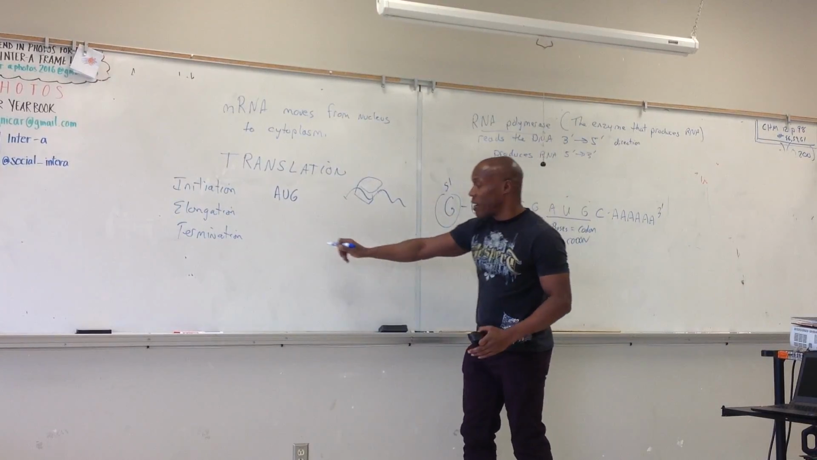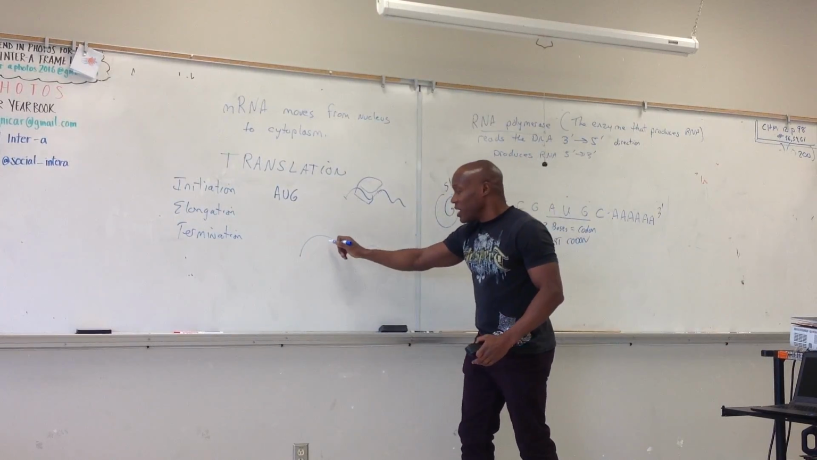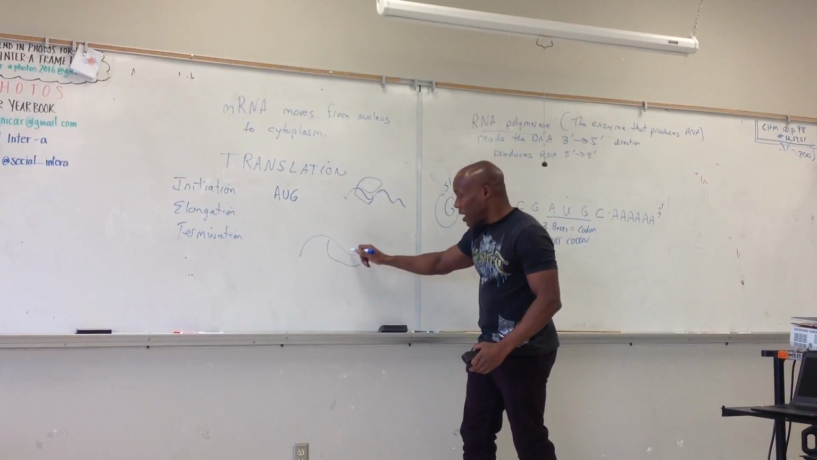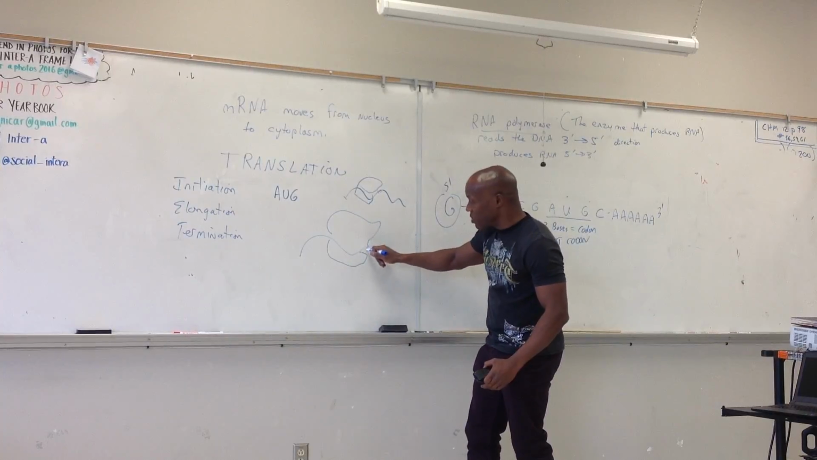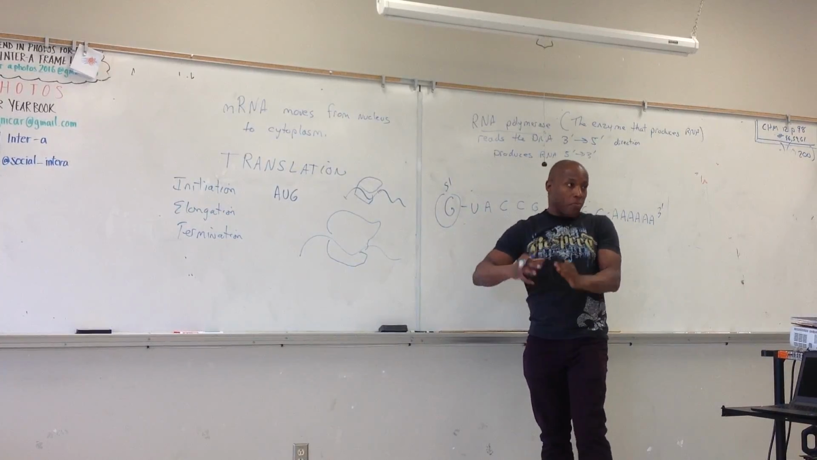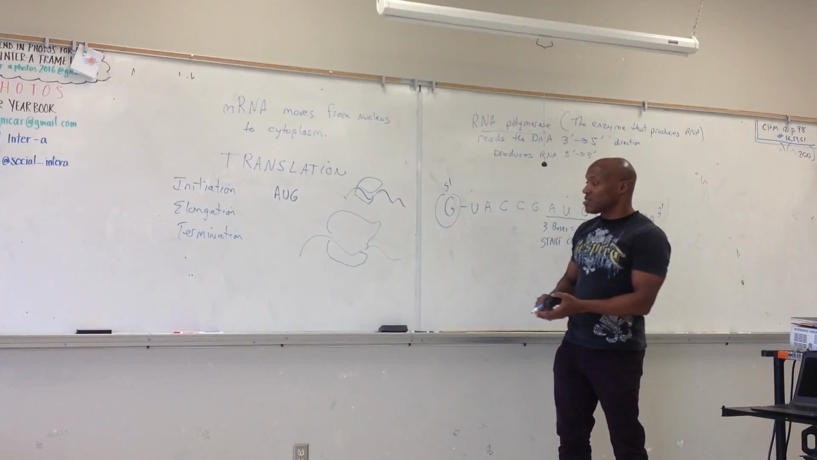And there's my wonderful diagram. I'm going to redo that. So here is my small subunit, sort of binding, and the messenger RNA is sitting in there. And there up top is my large subunit. These are sort of globular protein RNA complexes.